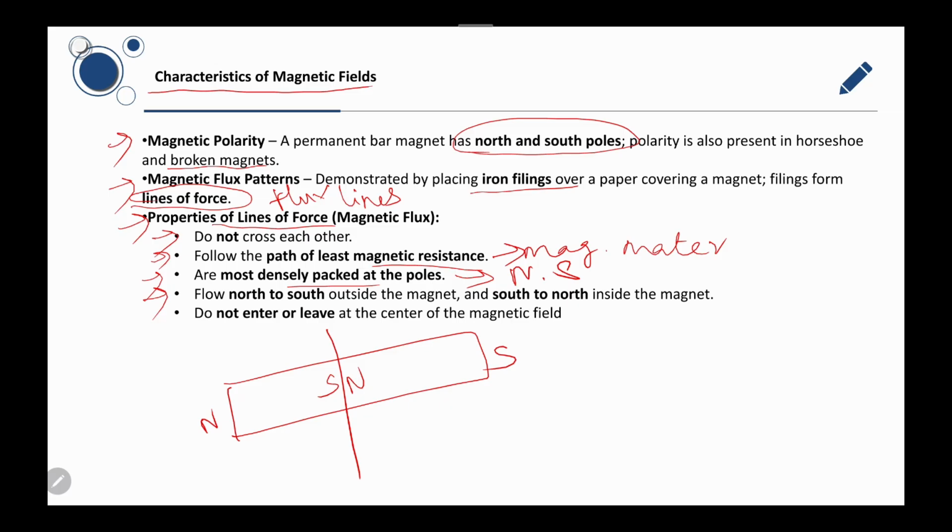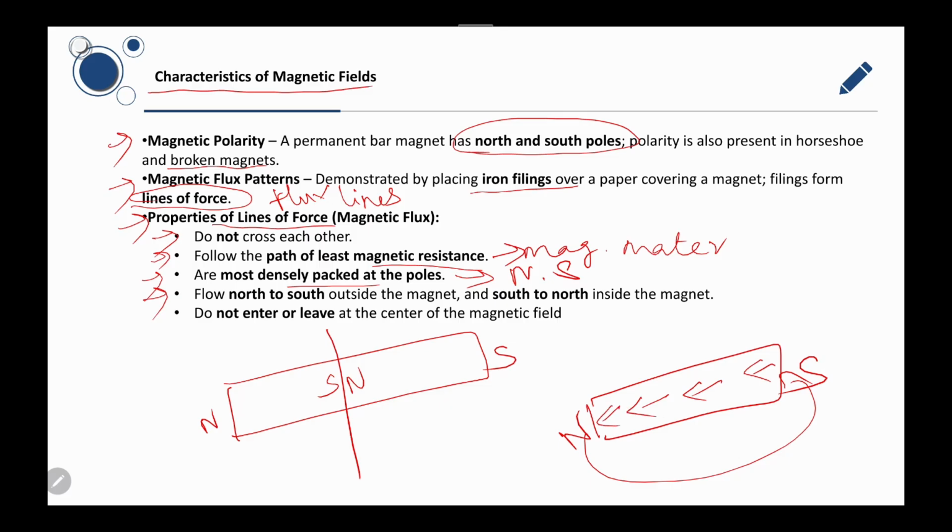Next, flow direction. Outside of the magnet, the lines go from north pole to south pole, and inside the magnet the lines flow from south pole to north pole. The next point is they do not enter or leave at the center. The lines always emerge from poles, not from the middle of the magnet.